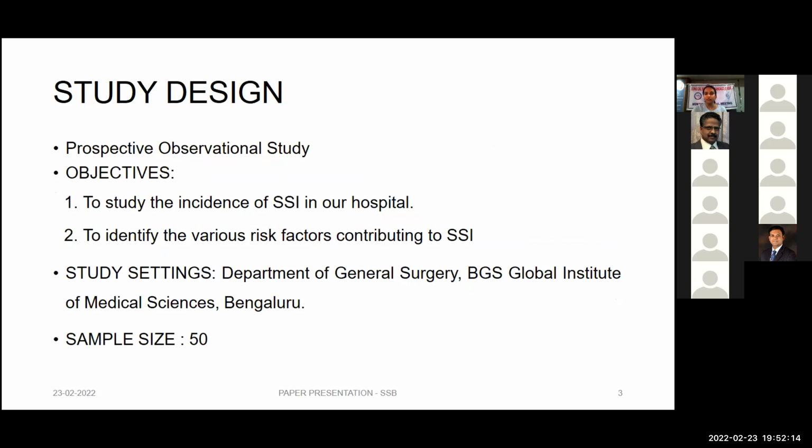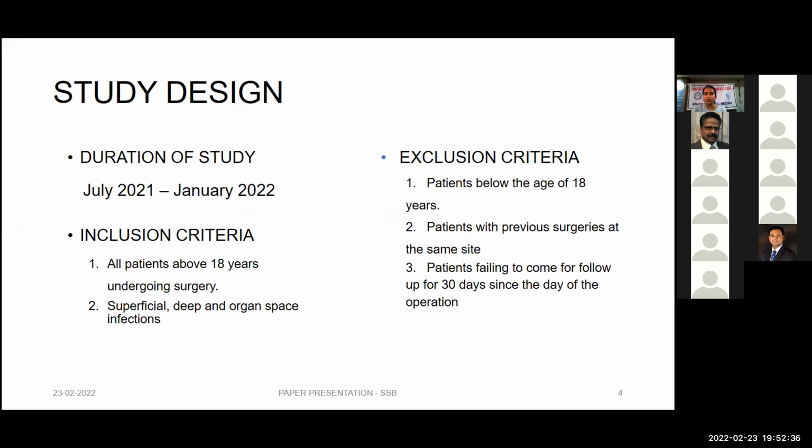This is a prospective observational study. The primary objective is to study the incidence of surgical site infection in our hospital, and the secondary objective was to identify the risk factors contributing to the surgical site infection. The study setting was in the Department of General Surgery in GGH and GIMS. The sample size taken was 50. The duration of the study was 6 months.